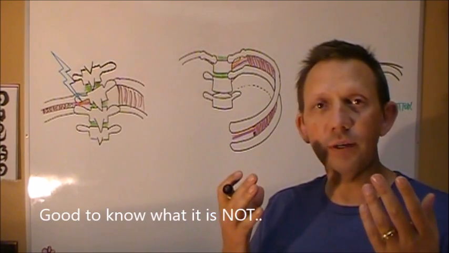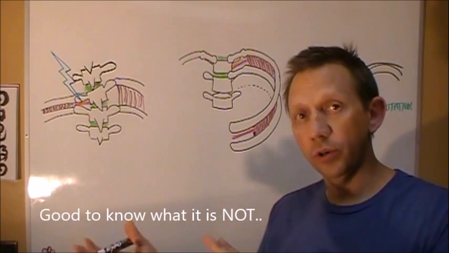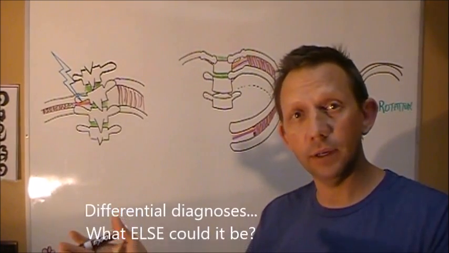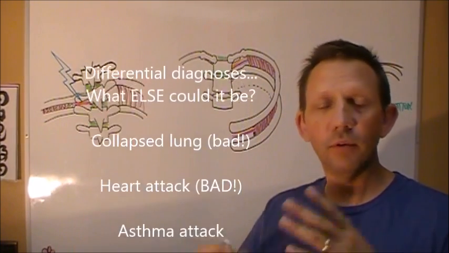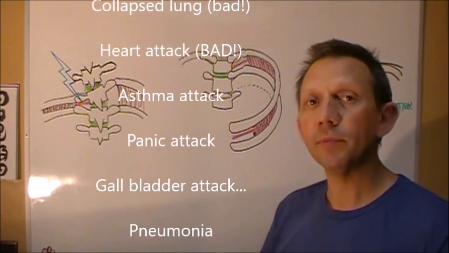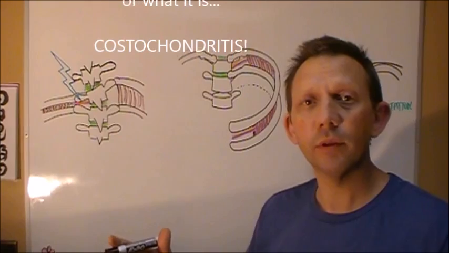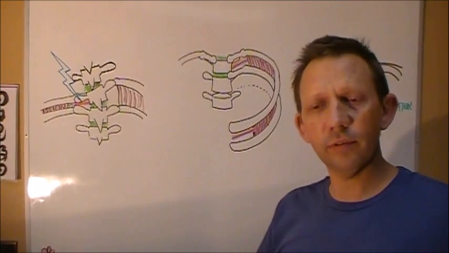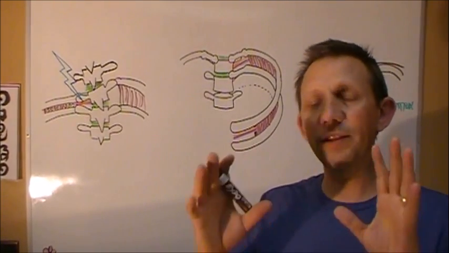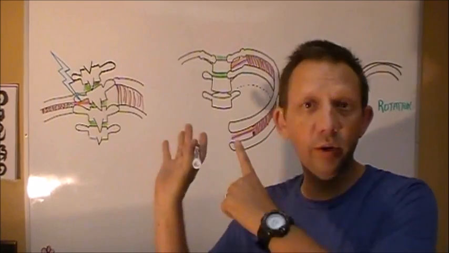We always want to make sure that it isn't anything worse, like a heart attack or an asthma attack, or maybe a gallbladder attack or something like that. But once we've cleared those kinds of things out, then we can say, gee whiz, it could be a rib out of place, and I'm going to explain to you how that all works. So here we go. Watch this.